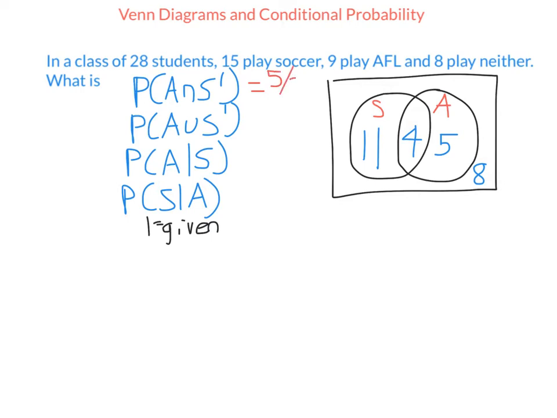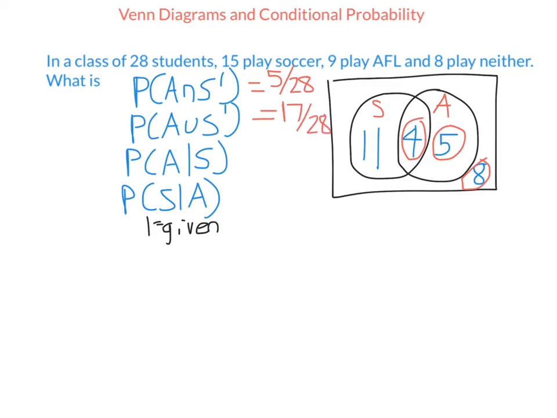There are 28 people in total. Now we're looking at AFL or not soccer. So we are going to include these people here because they play AFL, these people here because they play AFL, and these people here because they do not play soccer. So 8 plus 5 plus 4 is 17. So we have 17 people who play AFL or do not play soccer out of 28 in total.